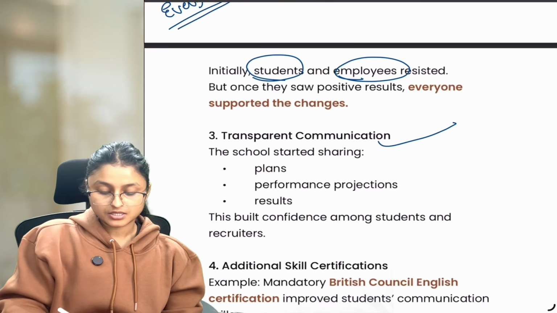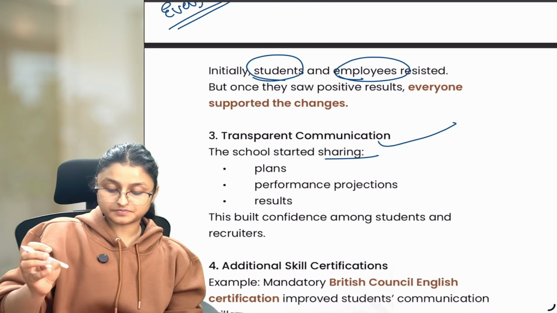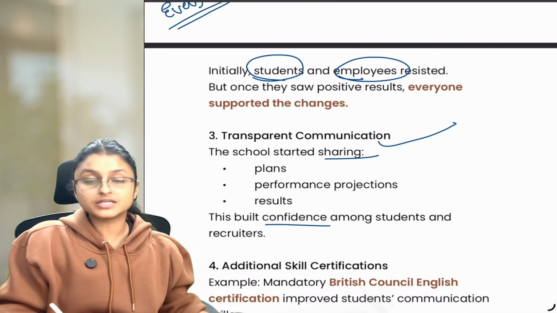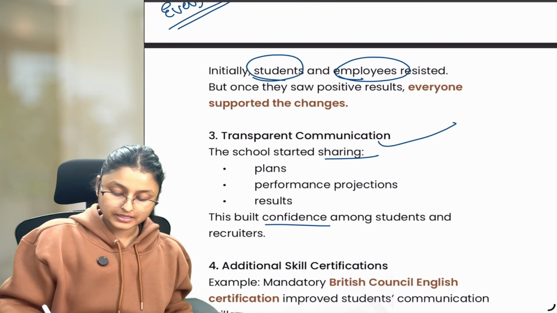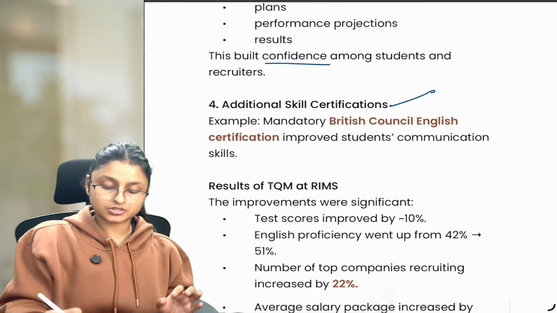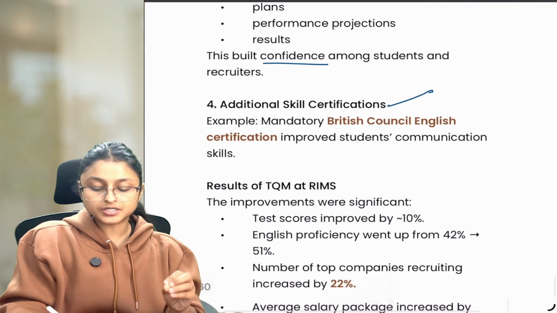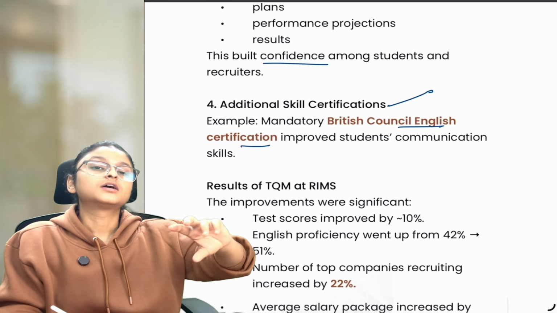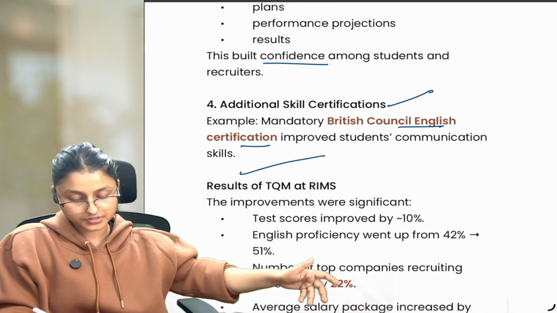Transparent communication. The school started sharing plans, performance projections, and results with the students and the employees, which created confidence among them. Then additional skill certification was provided. Mandatory British Council English certification was provided to students so that their communication skills can be improved.